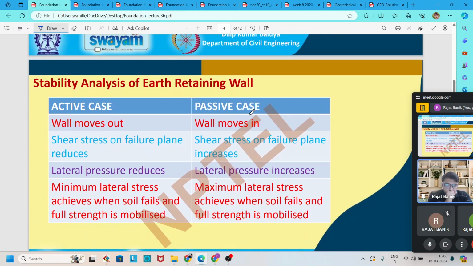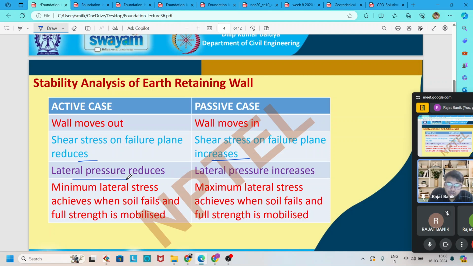Then we come across this type of difference in our previous class also. That is active case and passive case. We know that in active case, the wall moves outwards from the backfill material, and in passive case, the wall moves inwards to the backfill material. And we also know that shear stress on the failure plane reduces in active case, but in passive case it is increased.